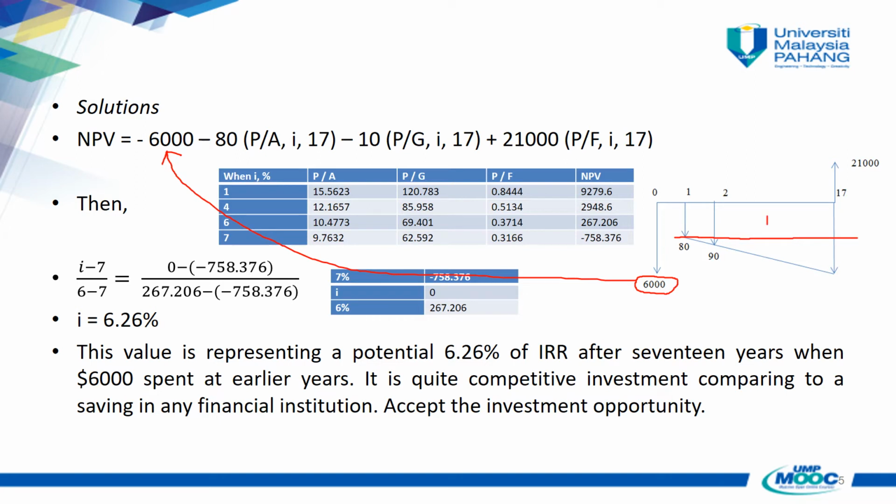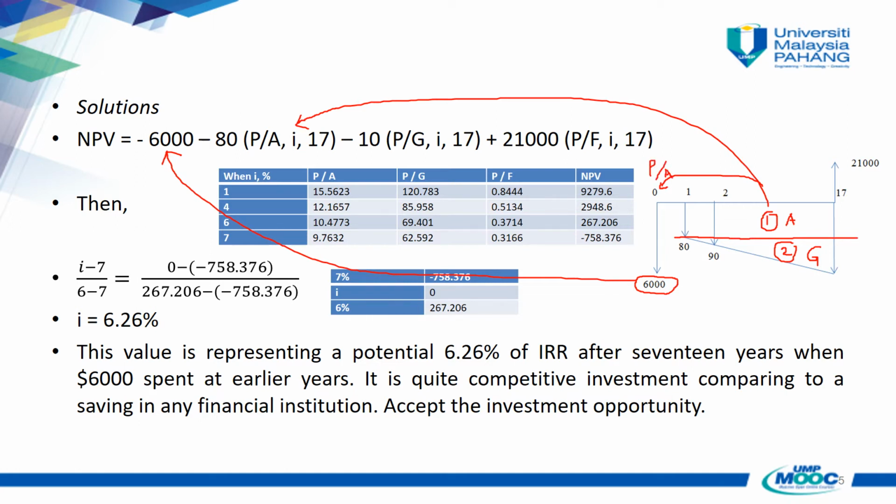The first one is for your per annum. Okay, and then the second one is just for your gradient calculation. All right, for the first A here, the value is 80. Okay, finding P when you know the A. So we want to convert this A to become present value today. Okay, that's why we call it finding P when you know the A.